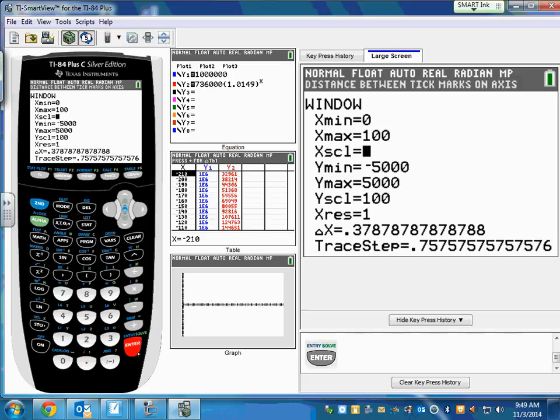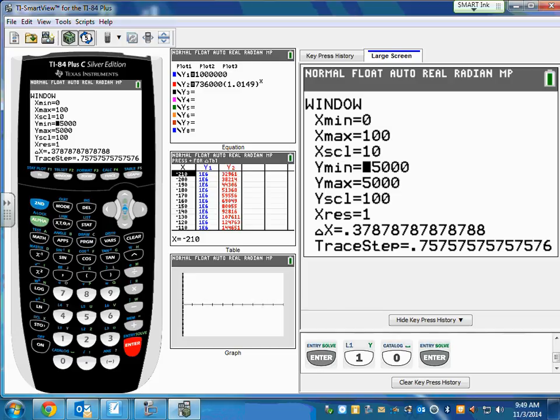All right, so X represents the years. The scale is what do you want it to go by? Do you want it to go by ones? Which we could make it go by ones. Or since we have 100, instead of having 100 little dash marks there, I'm going to change my scale to 10. So that way each mark will be 10, 20, 30, 40, 50, 60, 70, 80, 90, 100. You with me on that? That's the change in x. So that's delta x.